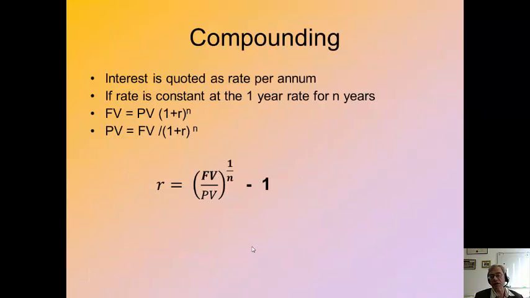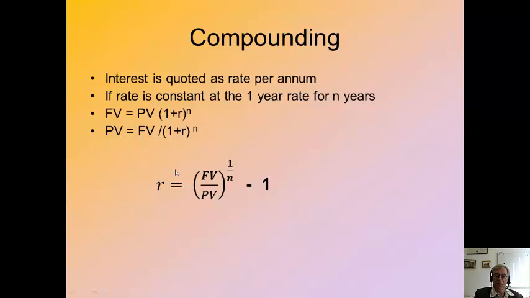The calculations that I've just given are only for a 1-year horizon. Interest is typically quoted as a rate per annum. If the rate is constant at the 1-year rate for n years, we can calculate future value or present value with respect to an n-year horizon. We simply take the present value times (1 plus r) to the n to get the nth year future value. To take the nth year future value to a present value, we would take the future value and discount that by (1 plus r) to the n.